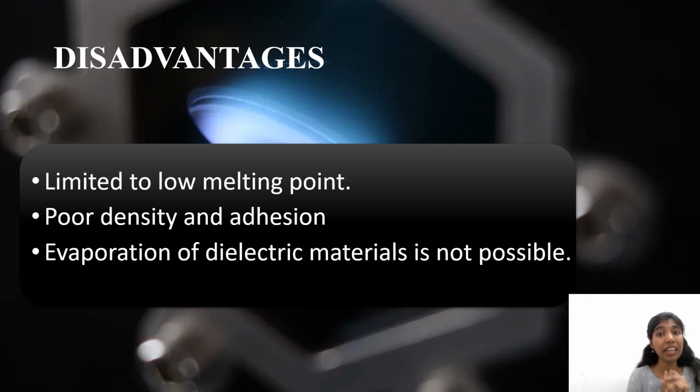Now you have poor density and adhesion. What do I mean by that? As the vapors from the deposition chamber start coming, they get deposited directly on the substrate. When it starts depositing, the surface properties of the substrate you are using will decide the bonding of the material from whatever vapor is coming. The surface properties of the substrate will also determine the property of the material you are preparing. So it can lead to poor density and adhesion.